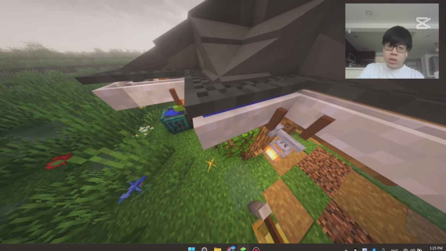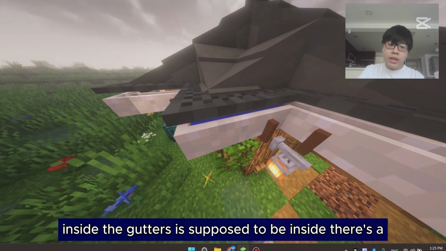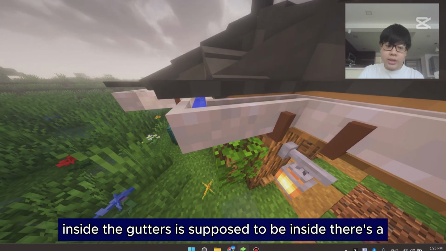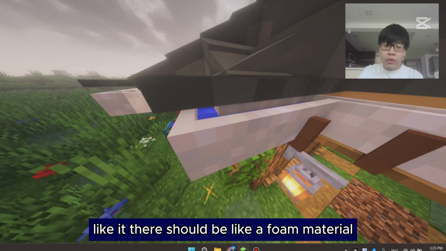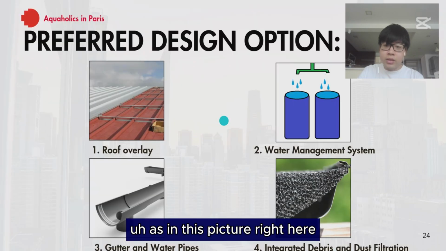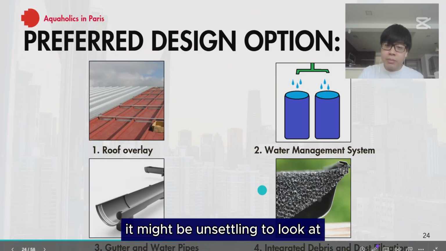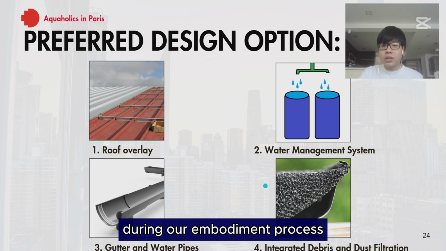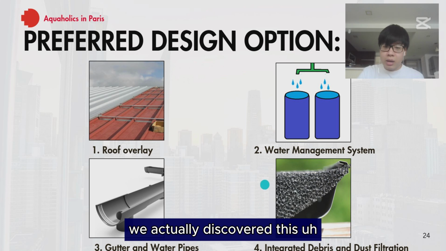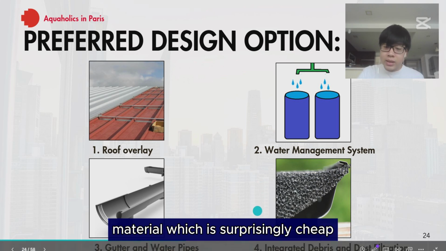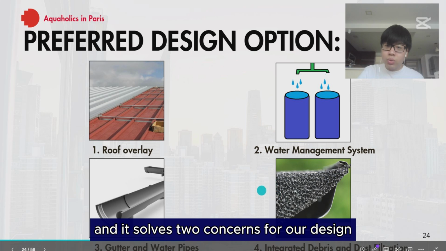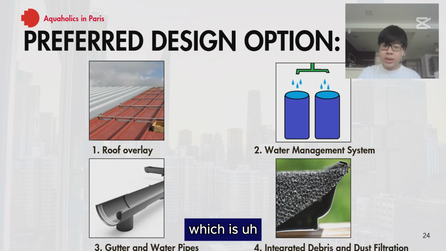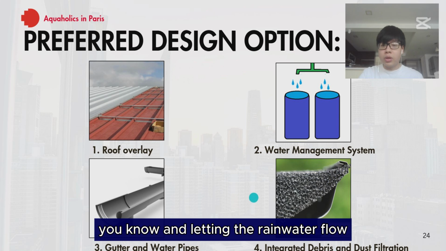As you can see here, inside the gutters there should be a foam material, as in this picture right here. It might be unsettling to look at, but during our embodiment process we discovered this material, which is surprisingly cheap, and it solves two concerns for our design: filtering out debris such as rocks and leaves, and letting the rainwater flow.